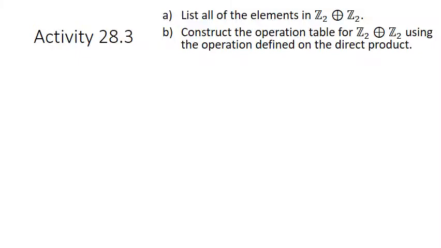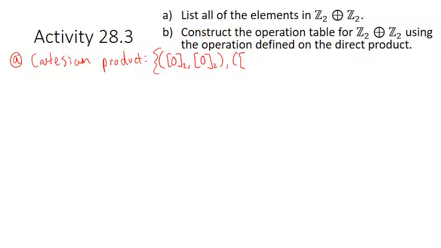So first of all, list all of the elements in the external direct product of Z2 and Z2. So the elements here are going to be from the Cartesian product. So the Cartesian product is going to be the following. So let's see, we're going to have 0 and then 0 again, and I should put that in a set, and then we're going to have 0 and 1, and then we're going to have 1 and 0, just doing them in alphabetical order, and then we're going to have 1 and 1, and that's all of them.